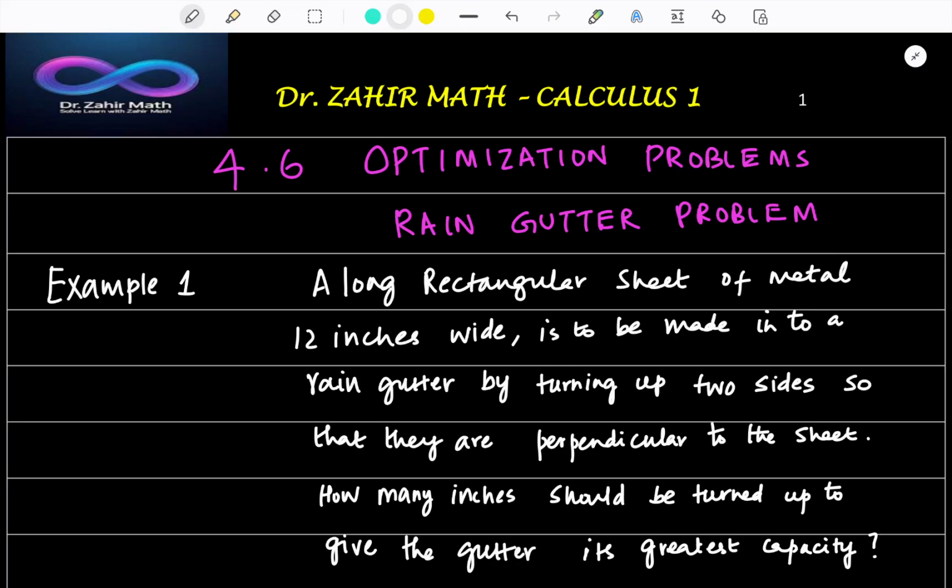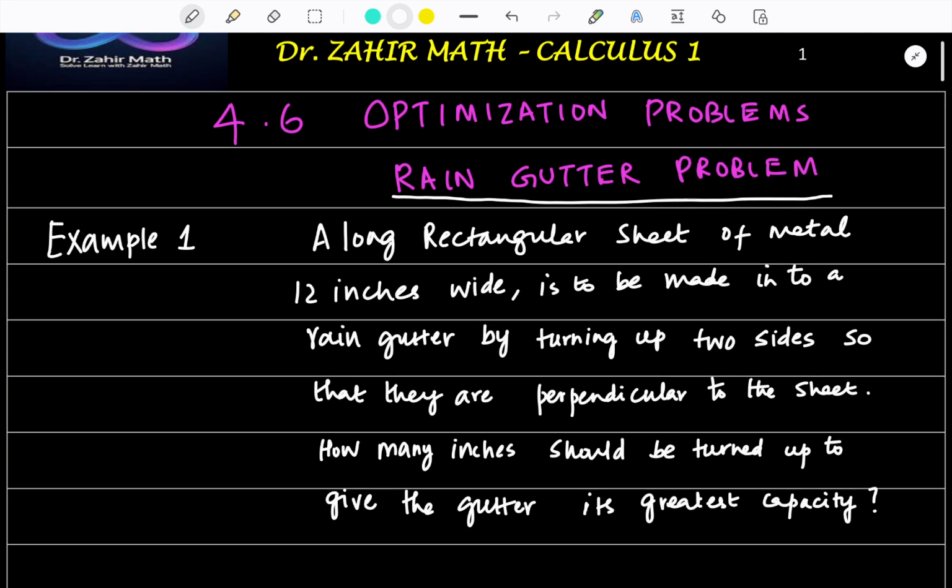Today we are starting one of the most important topics in calculus, optimization problems. We will solve example 1, the famous gutter problem. Let me explain what the gutter problem is, where we maximize the capacity of a gutter. Let's work through it step by step, easily and clearly. Let's begin. So let's read the question.